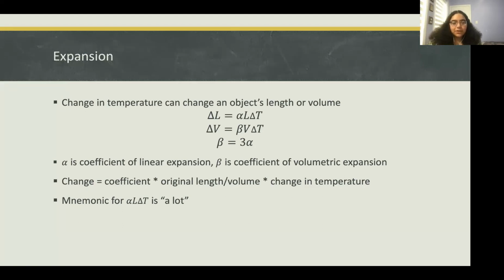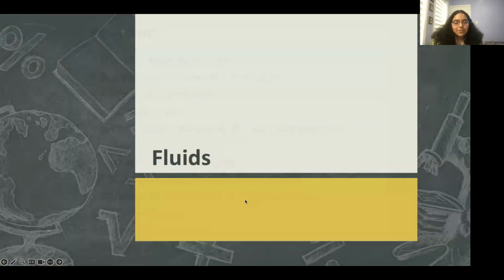It's likewise for volume. And also, if you only have one coefficient, beta is 3 times alpha. And you can think of that as length is 1D and volume is 3D. So it's like 3 times that. If your length is changing a certain amount, then your volume is changing three times that. So those are just good to know. I didn't think they were important, but the volume one came up on my MCAT. So low yield, but could be important.